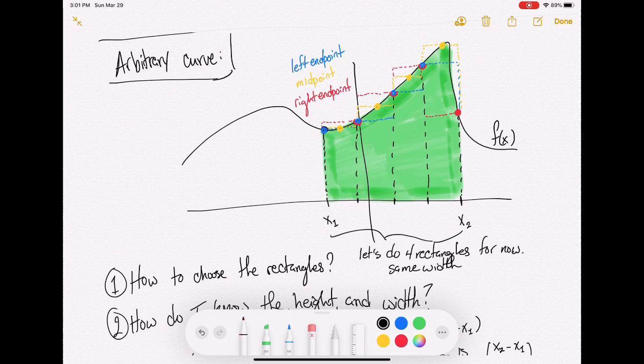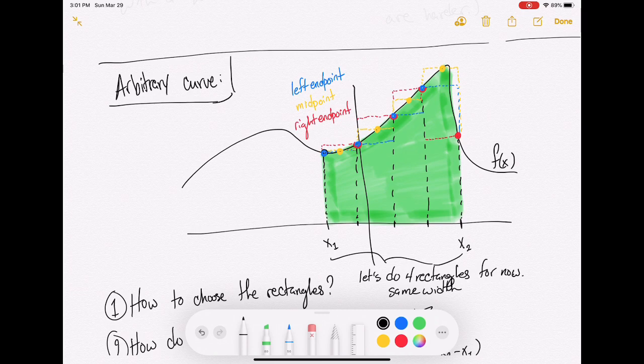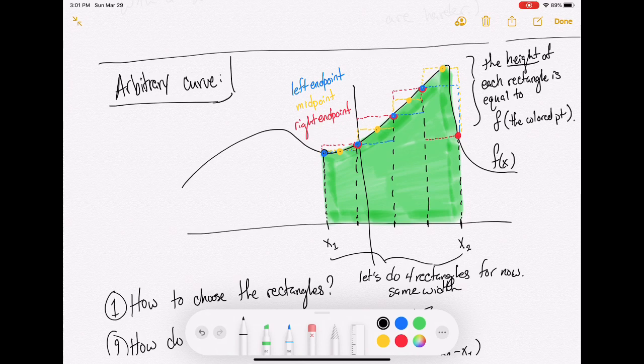And it's not too difficult. The height of each rectangle is equal to f, and then you evaluate at the point, the colored point. So f evaluated at the colored point is the height of the rectangle, because f is just the height of the curve.